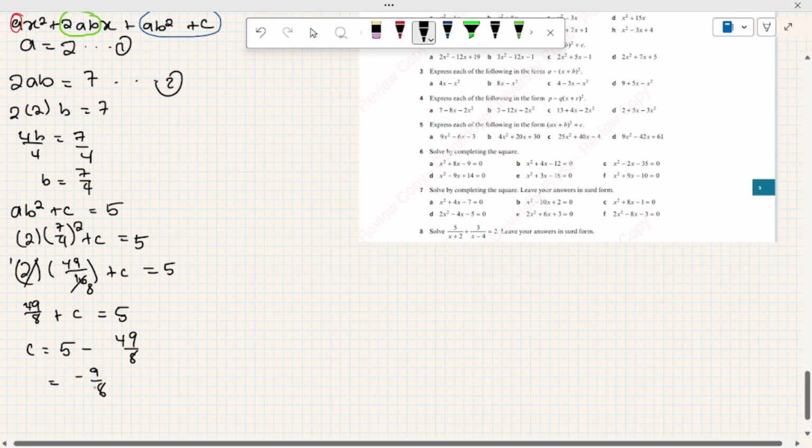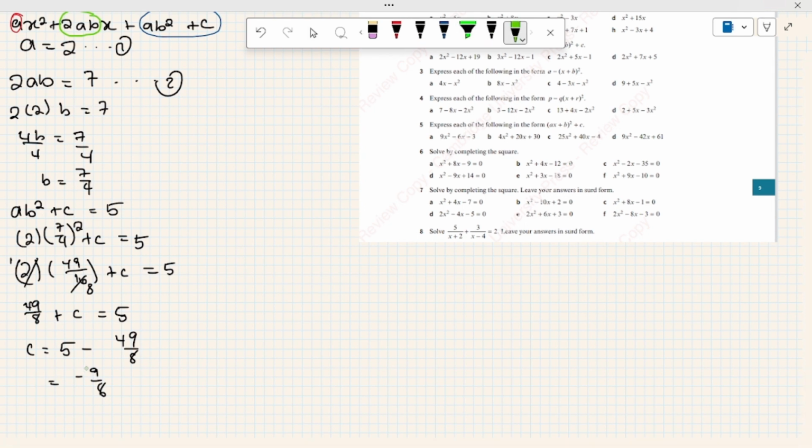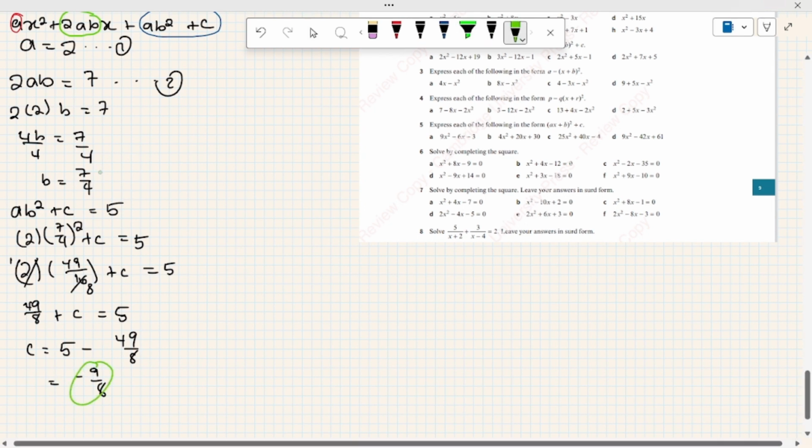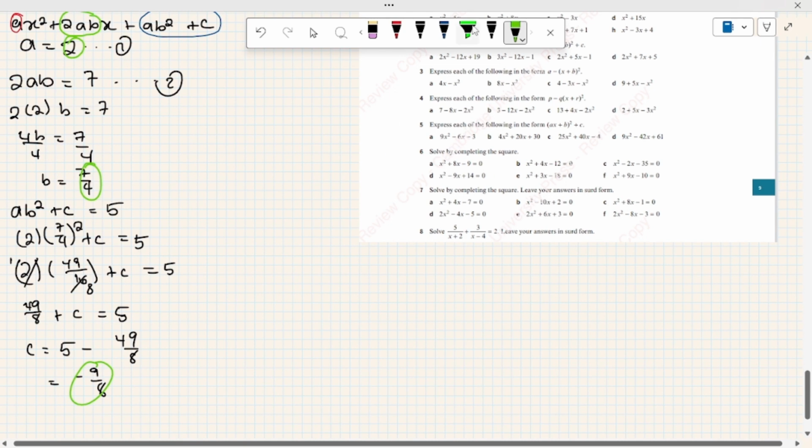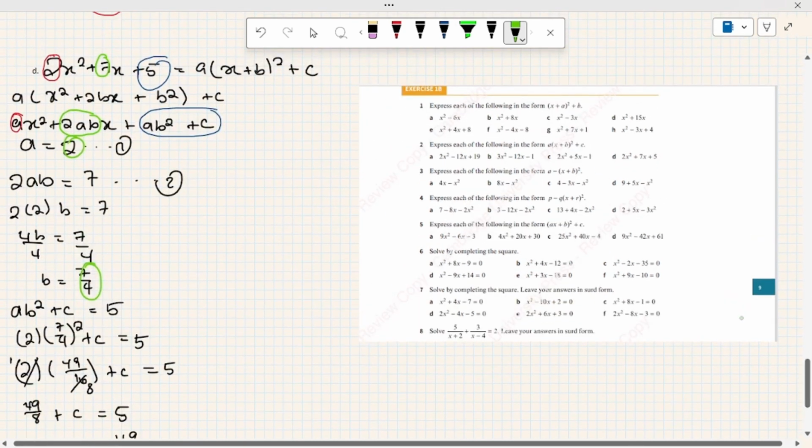This is our value of c, guys. So basically we got the value of c, which is this. We got the value of b, which is this. We got the value of a, which was already there. So now let's put it all together.